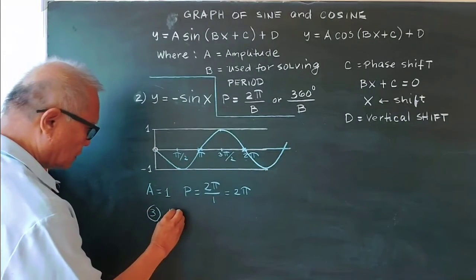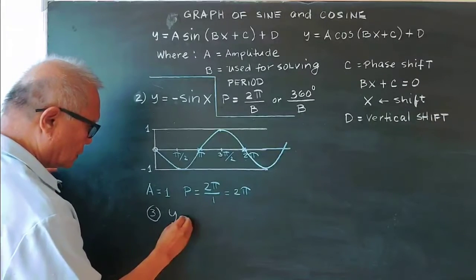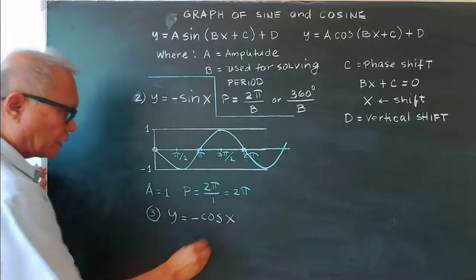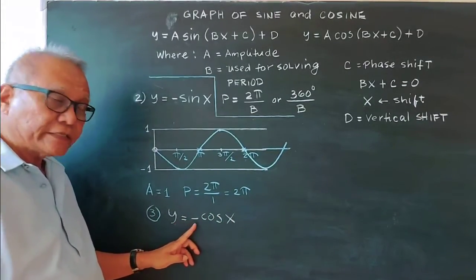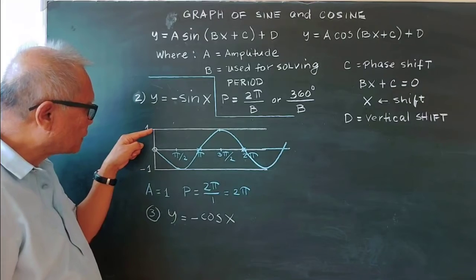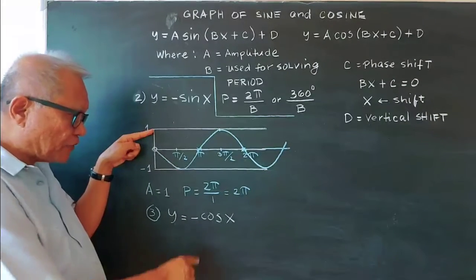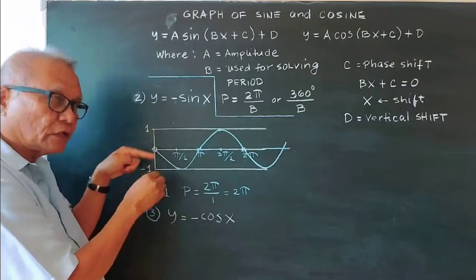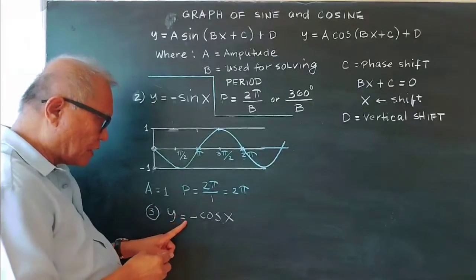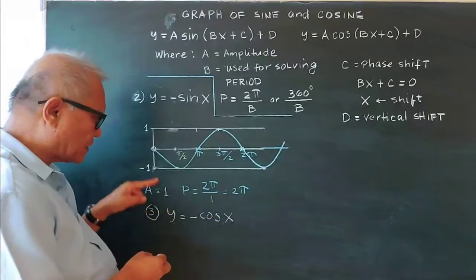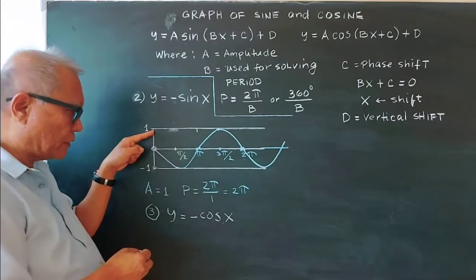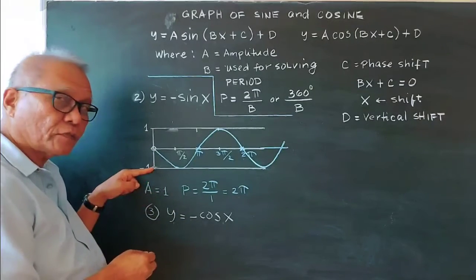For number 3, we have y equals negative cosine x. If this one is positive cosine x, then we start from the 1 here. By the way, the amplitude of this one is 1, so therefore 1 up and 1 down. So we have negative 1 here. So let us graph this y equals negative cosine x. So we start from the negative 1 here. If that one is positive, then we start from the positive 1. Because this one is negative, we start from the bottom here.